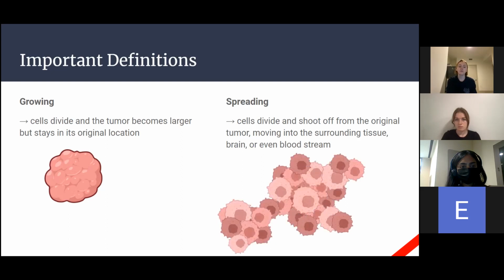Then you can get even bigger. We have these finger-like extrusions from the original tumor. It's not at all the original shape. That's spreading. Now we have this little red blood vessel in the bottom right. Sometimes these tumor cells can spread to the blood vessel and be carried by your blood vessels, or sometimes by your lymphatic system, to other parts of the body.